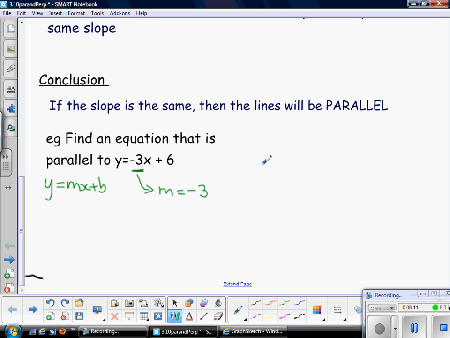So my answer is y equals negative 3x, or I could have another one and it could say y equals negative 3x minus 4, y equals negative 3x plus 10. So again, as long as I have each time that negative 3, it's going to be parallel to that equation. Okay, so parallel, the slopes are equal.